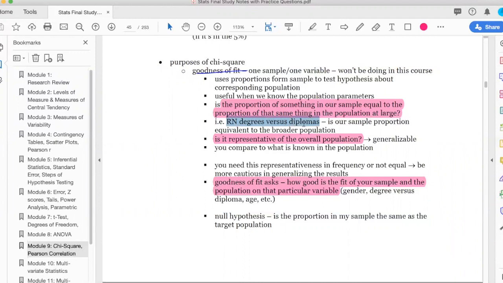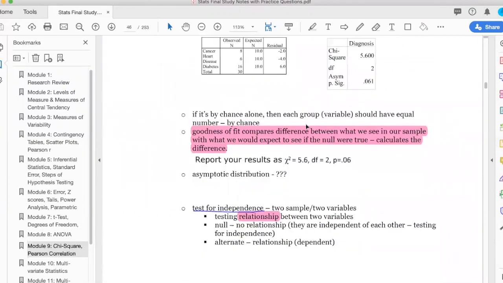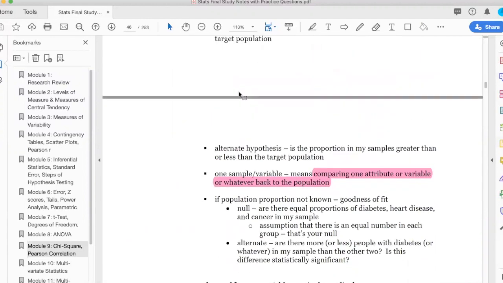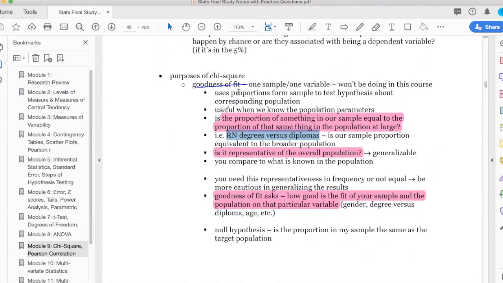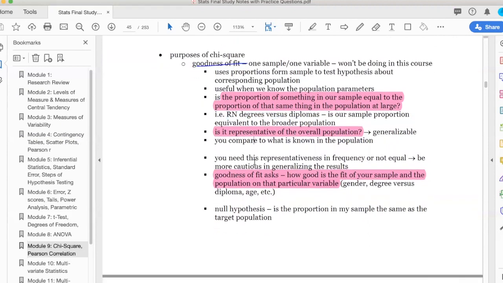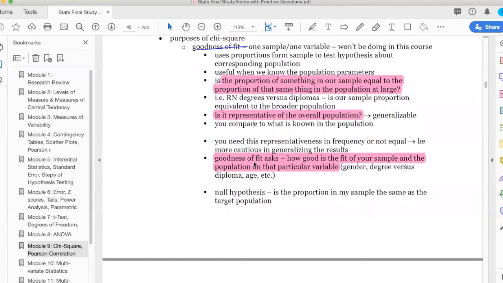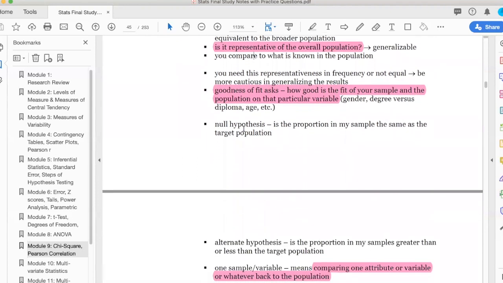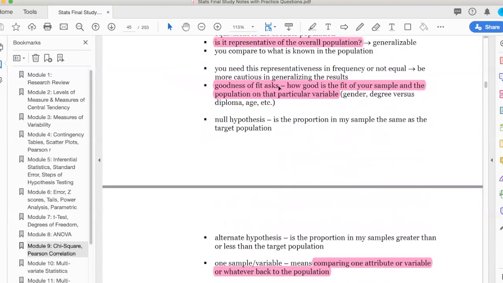Again, if you're doing the RNs with degrees versus diplomas, you want what you have in your little chart, which is going to look something like this one here, to represent what's out in the real world. And that's why you would do this goodness of fit. So if you have a question on the exam asking how you know, with two categorical variables, if it's representative of the overall population, you're going to do a goodness of fit chi-square test. Okay. And that's really all you need to know about this.